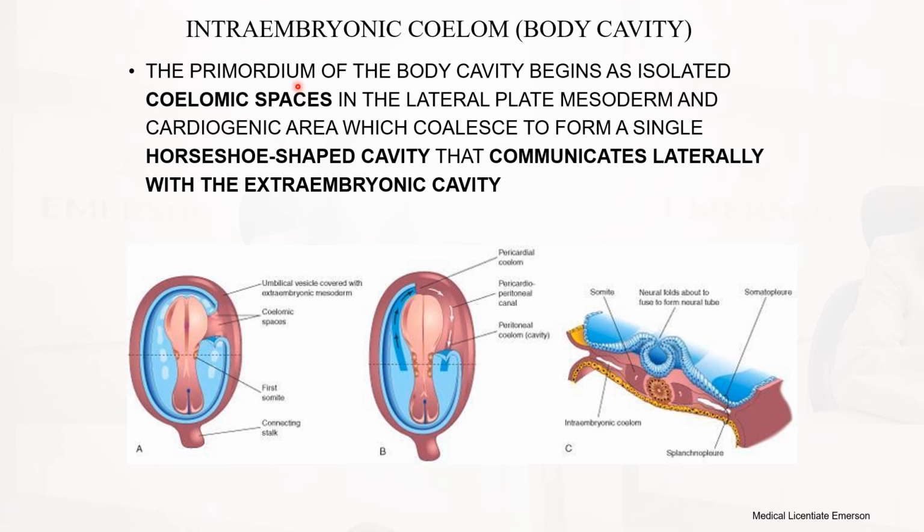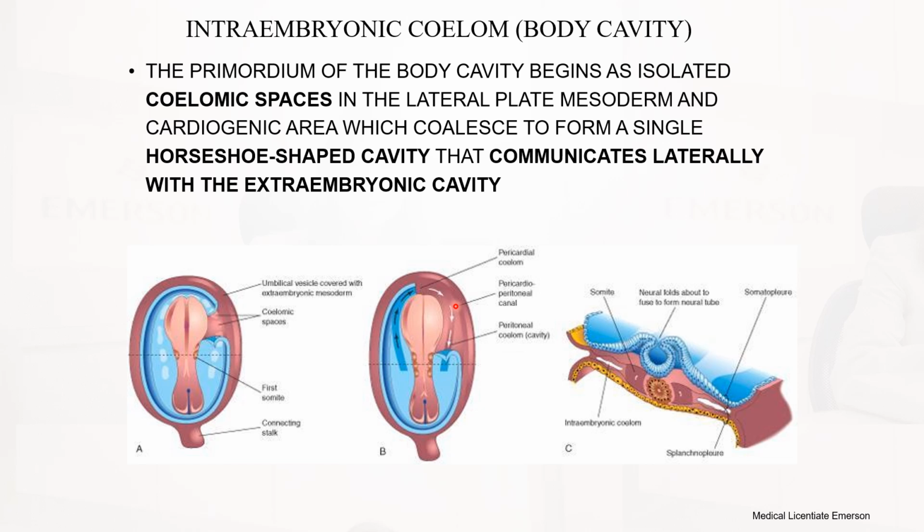Then let's talk about the intraembryonic coelom, which is the body cavity. The primordium of the body cavity begins as isolated coelomic spaces in the lateral mesoderm and the cardiogenic area, which coalesce to form a single horseshoe-shaped cavity that communicates laterally with the extraembryonic cavity. So we're talking about the formation of the intraembryonic coelom, or primary body cavity, which begins as isolated coelomic spaces.